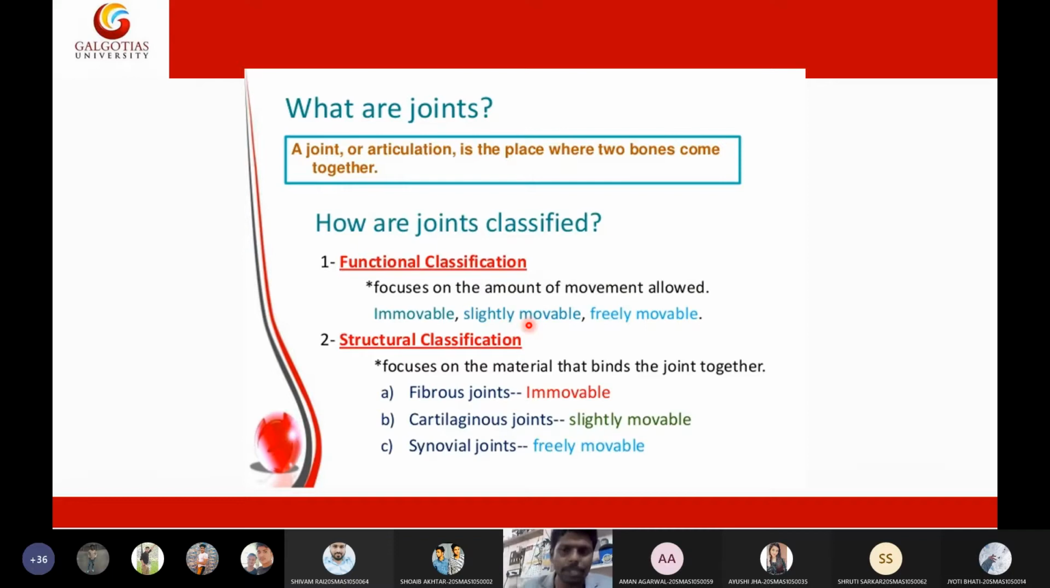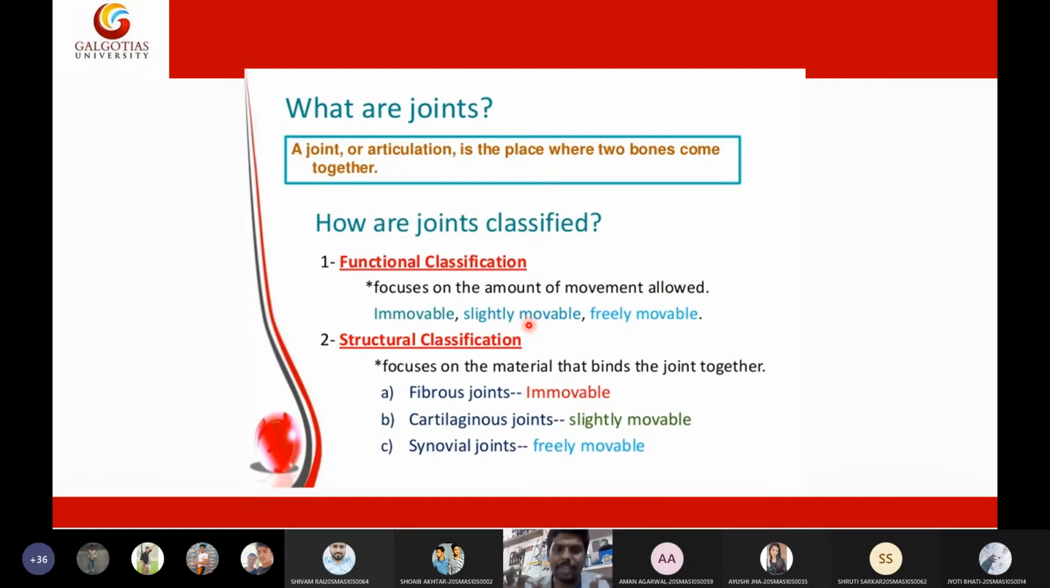Then freely movable joints, you already know. Your wrist, your ball and socket, your hands and limbs are freely movable joints, or even your neck is a freely movable joint. So depending upon the extent to which the bone can move, joints have been classified into three types: immobile joints, slightly movable joints, and freely movable joints.